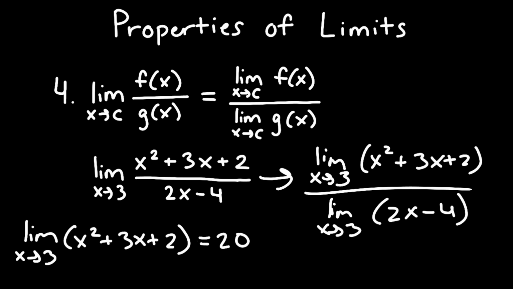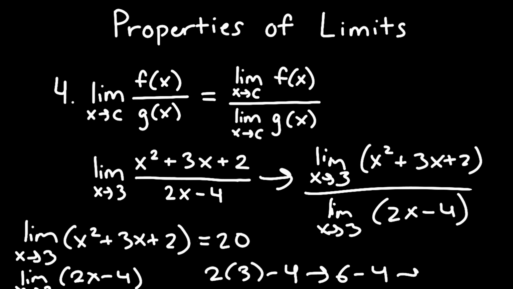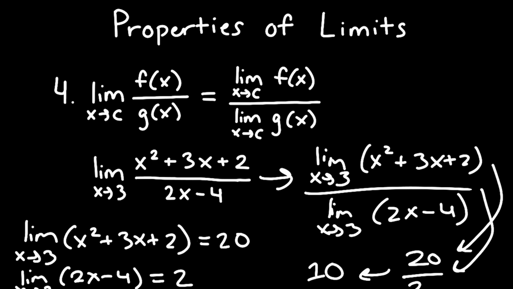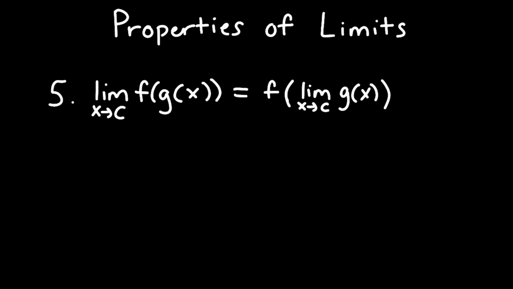If we go ahead and break down the other one, we get that we can also plug in the parameter here, which becomes 2 times 3 minus 4, or 6 minus 4, or 2. Now, noting that these limits each equal their respective values, we can go ahead and plug that in. Here, this is going to equal 20, and here, this is going to equal 2, giving us a final value of 10.